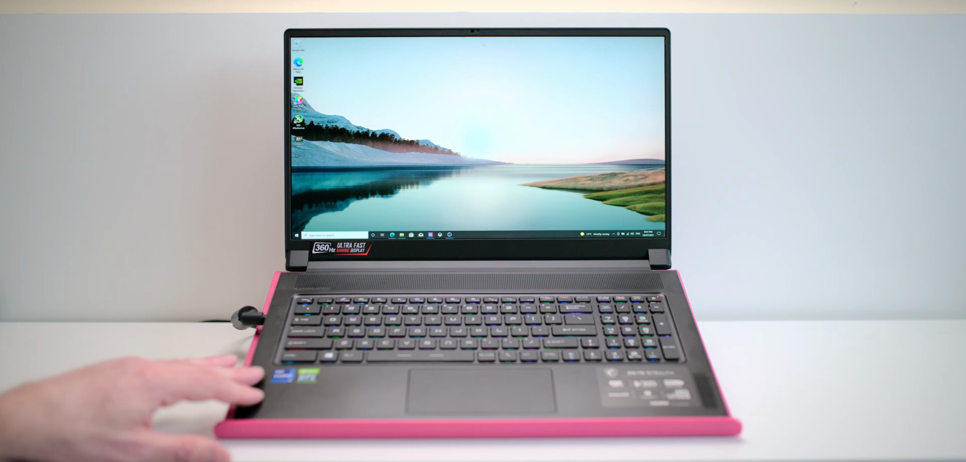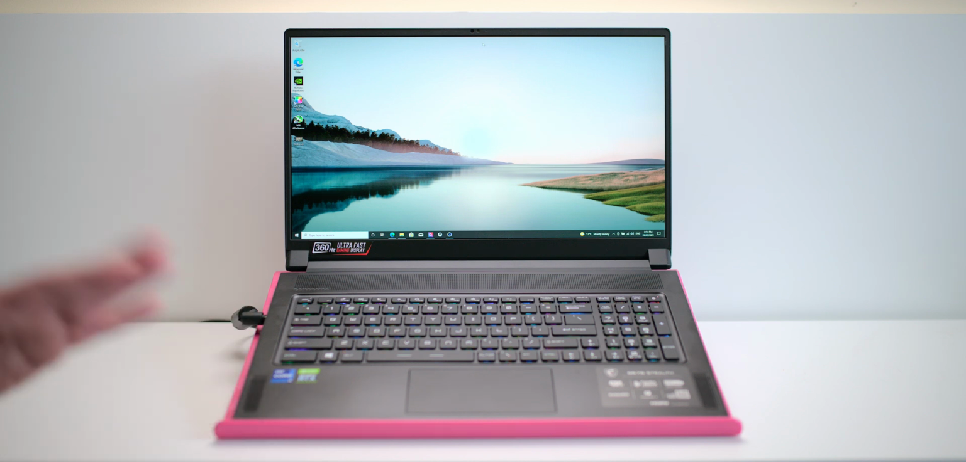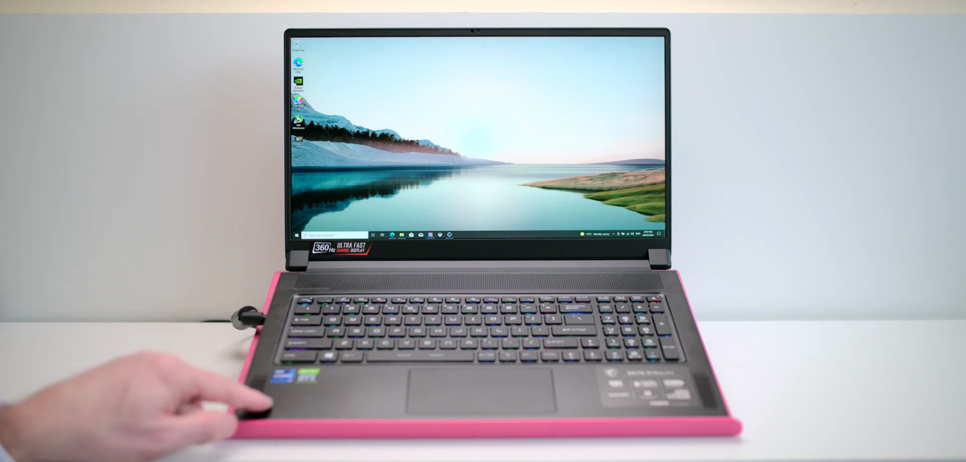There are a lot of 17 inches that feel a lot bigger than this. And although black is not my favorite color, I do like how clean it is. It doesn't look gamery, as I said. Also, Thunderbolt 4, Ethernet, everything a gamer wants.